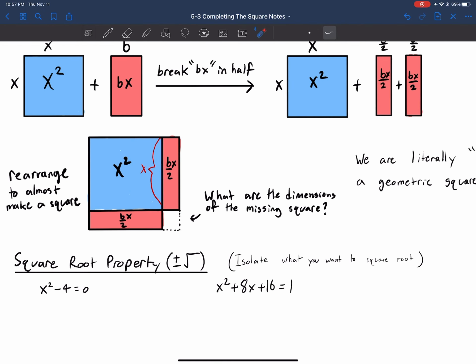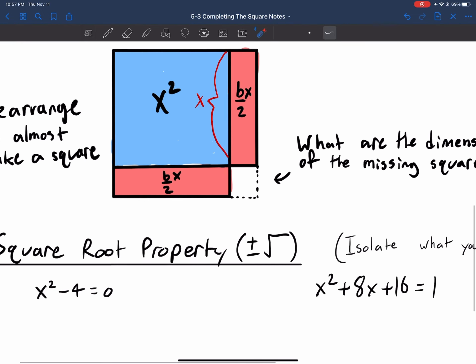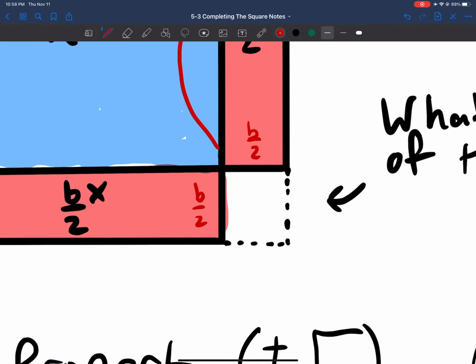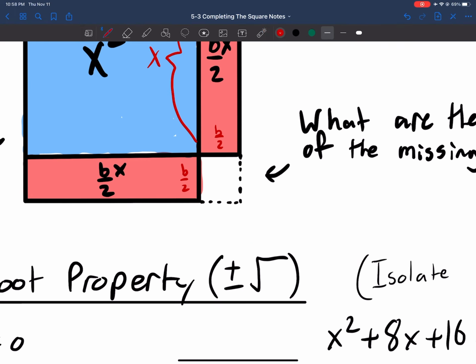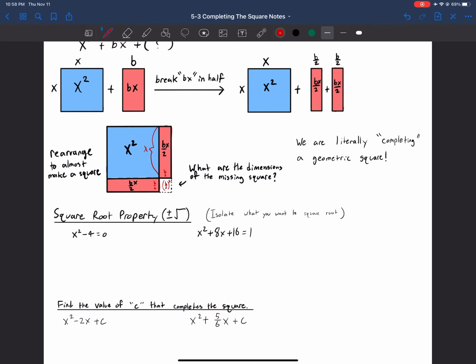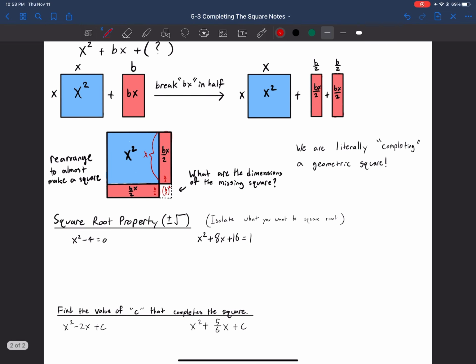And then we have an almost square with one missing piece, a tiny little square that we must complete. Now, what is the side length of this tiny square? Well, if the rectangle is made out of length x and width b over 2, then this square has side length b over 2 times b over 2, or it has an area of (b over 2) squared. So we are literally completing the square geometrically when we complete the square algebraically. So both are good representations and understanding of what happened.